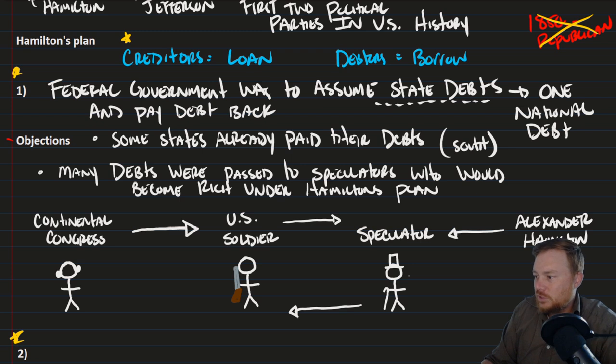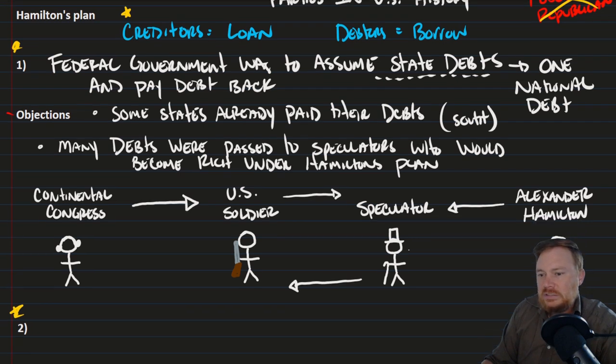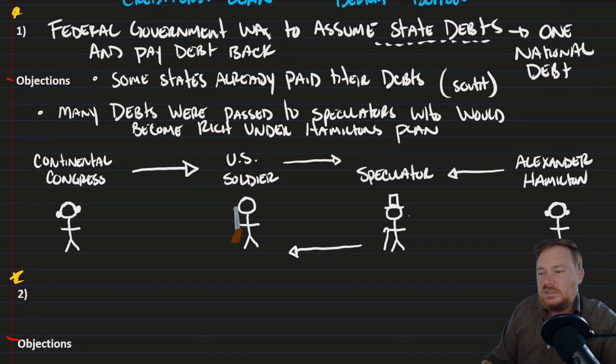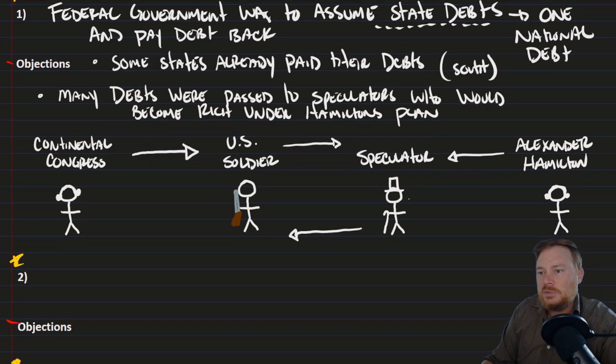So we got a little illustration here to help us illustrate exactly how Hamilton's plan favored the speculators and why some people opposed it. During the American Revolutionary War, and it wasn't just the paying of US soldiers, but everything that the Congress paid for during the war, it's simplest just to use the example of a soldier here.